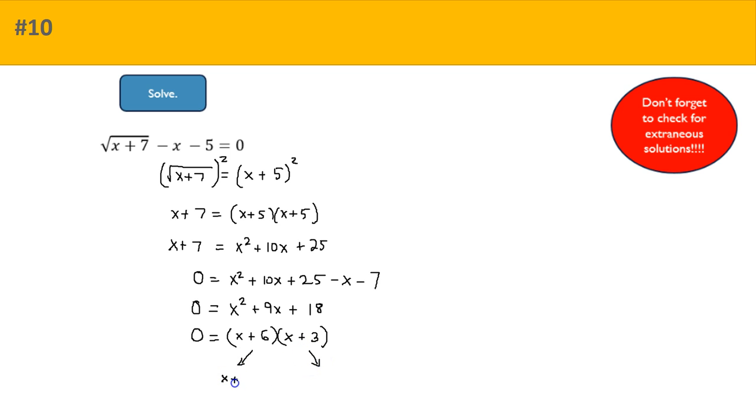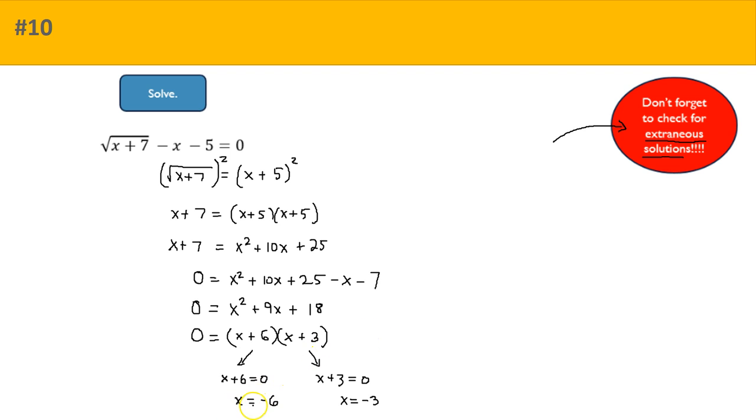So x plus 6 is equal to 0, and x plus 3 equals 0 as well. So therefore x is equal to negative 6, and x is equal to negative 3. And these are the possible solutions. So in order to check to make sure our solutions are correct, what we need to do is do what was suggested here. It says don't forget to check for extraneous solutions.